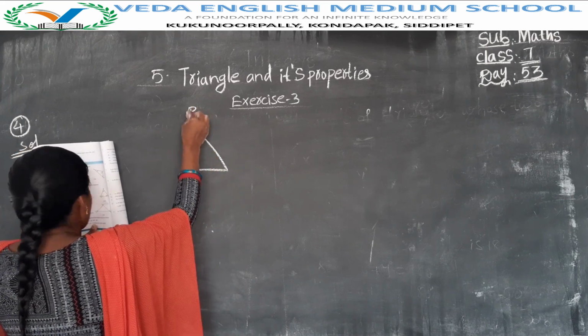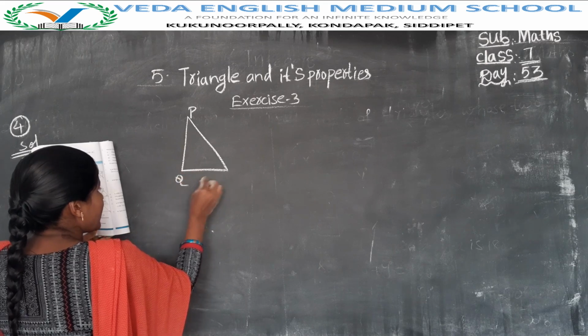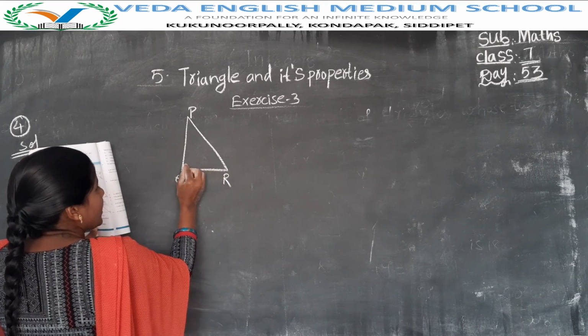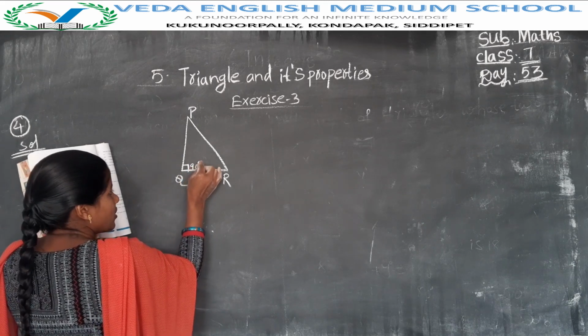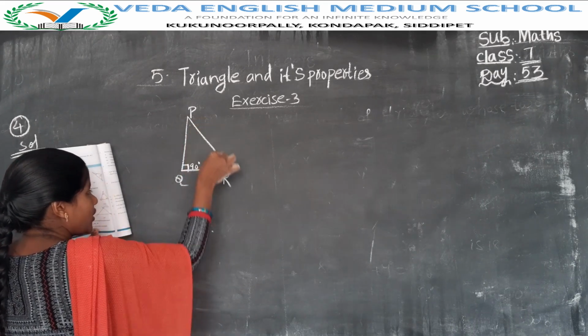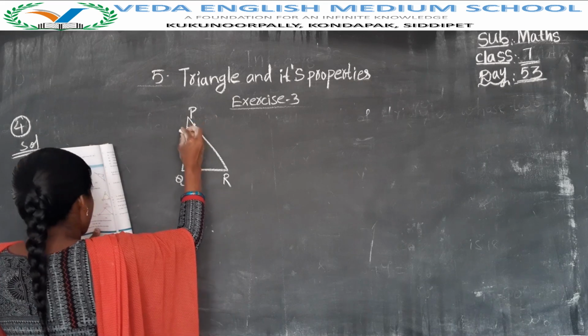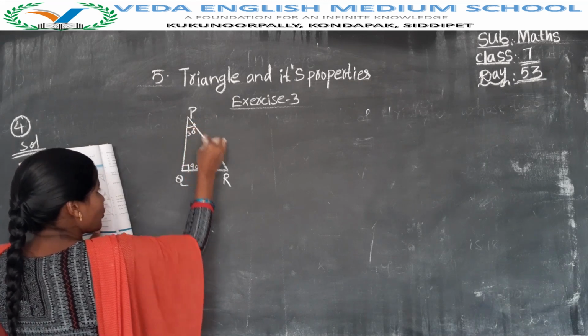Now for example, the name of this right angle triangle is PQR. In a right angle triangle, one angle is at Q, we have 90 degrees. So out of P and R, one angle, I am taking that P as they have given 30 degrees. Then what about Q? What about R?